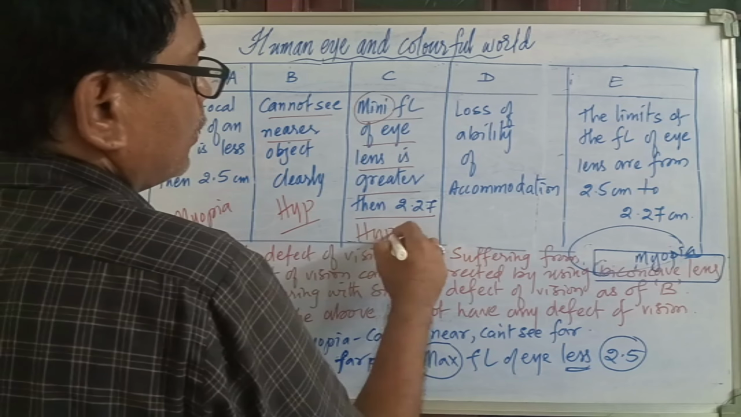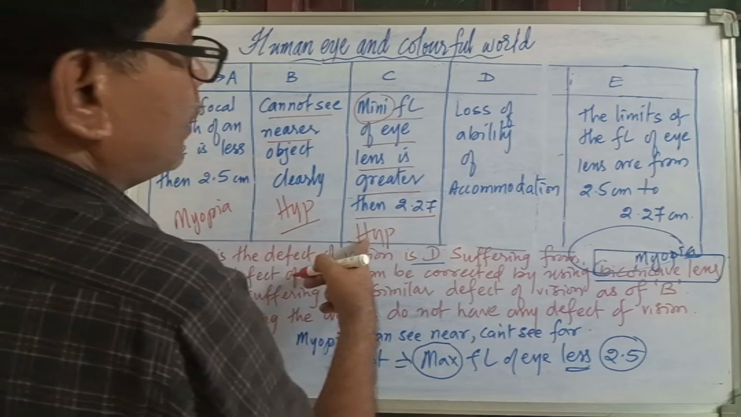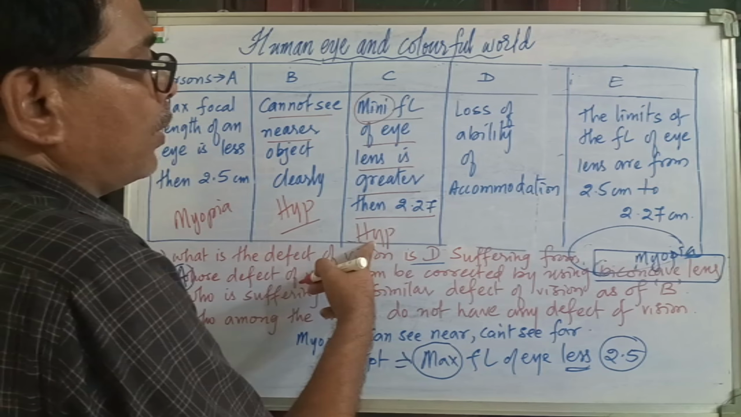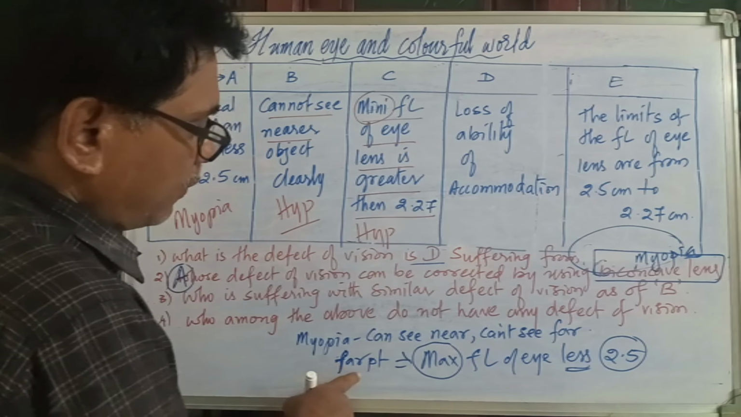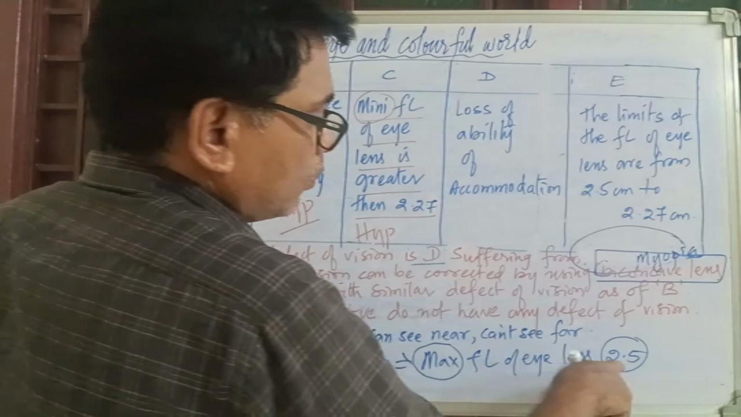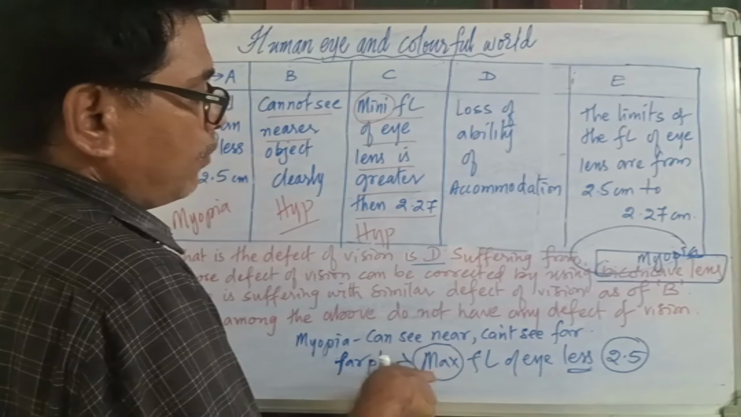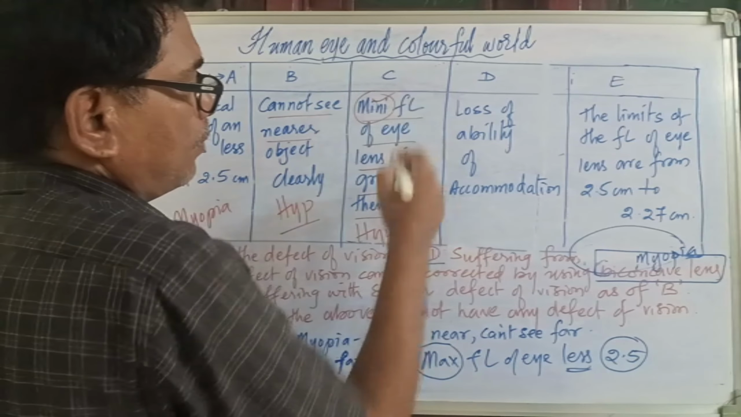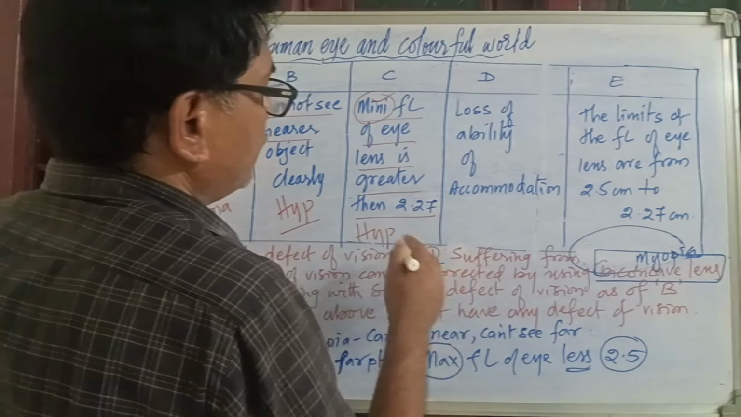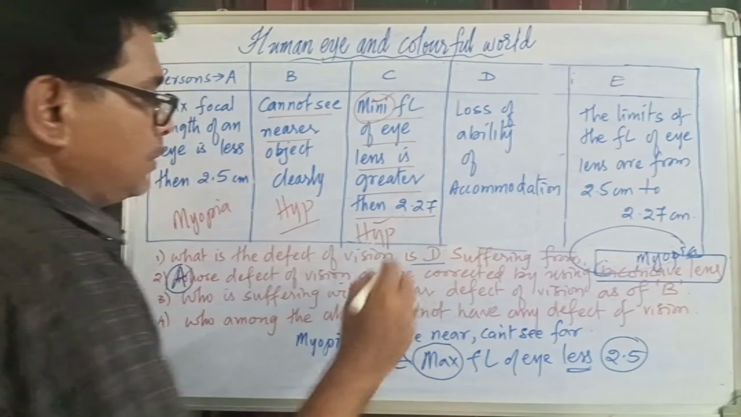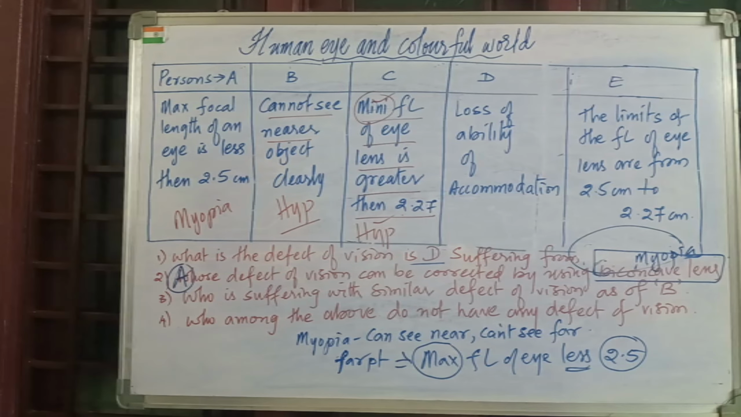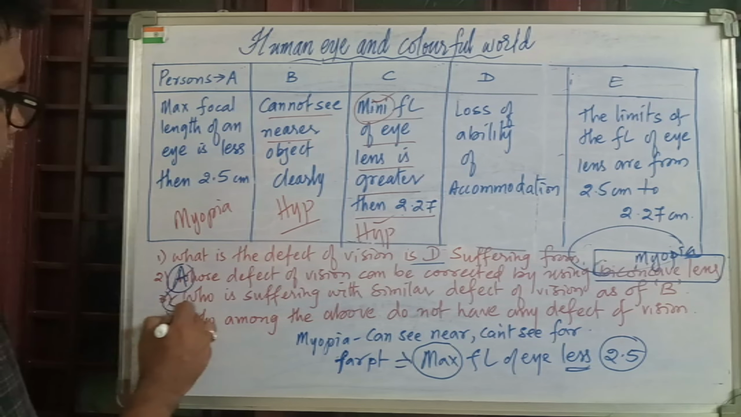Hypermetropia it is. How can you say? Because in hypermetropia the point that arises is the near point. See here, far point maximum 2.5. For near point, what is it? Minimum, and it is 2.27. Yes, this is the answer for C. Third answer, sorry, is C.